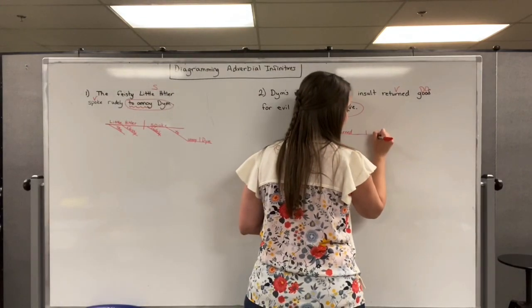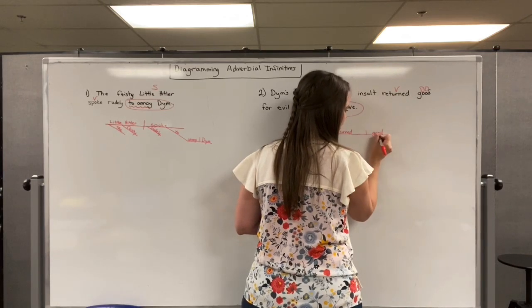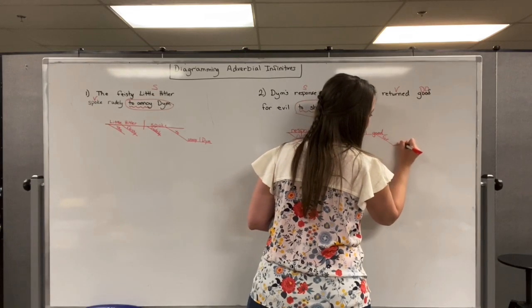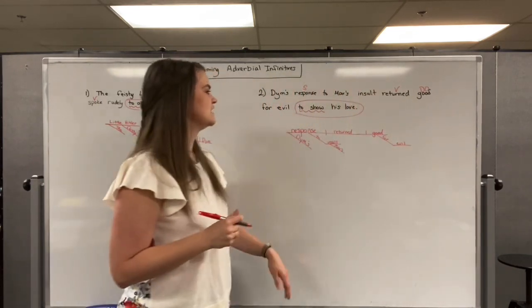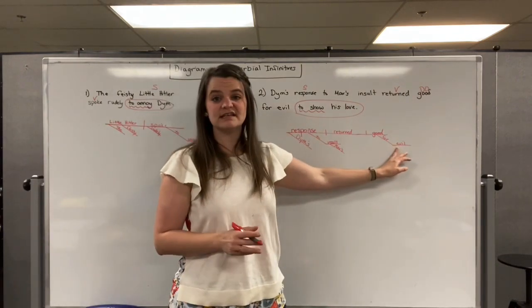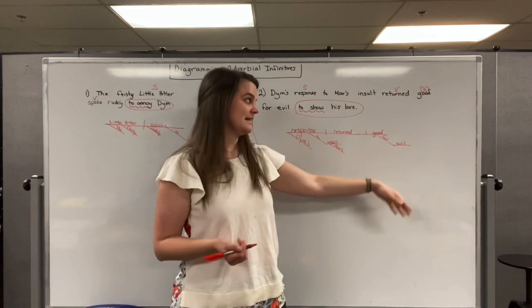Returned what? Good is our direct object. For, preposition, for what? Evil, object of the preposition. Now, to show his love. Can that describe evil? Is it evil to show his love? That wouldn't make any sense.